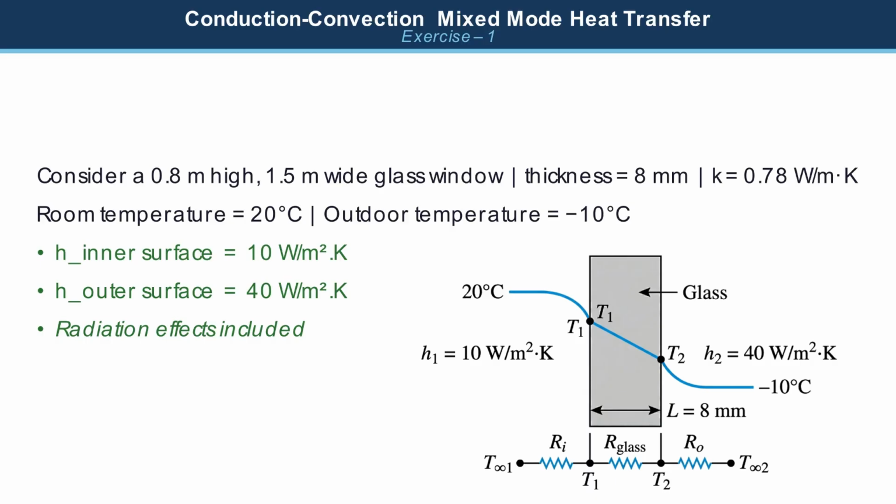Now, the problem also tells us the convection coefficient on the inner surface, H1, is 10 watts per meter squared Kelvin. This represents natural convection inside the room. The convection coefficient on the outer surface, H2, is 40 watts per meter squared Kelvin. This is the forced convection due to wind outside. And importantly, radiation effects are included.